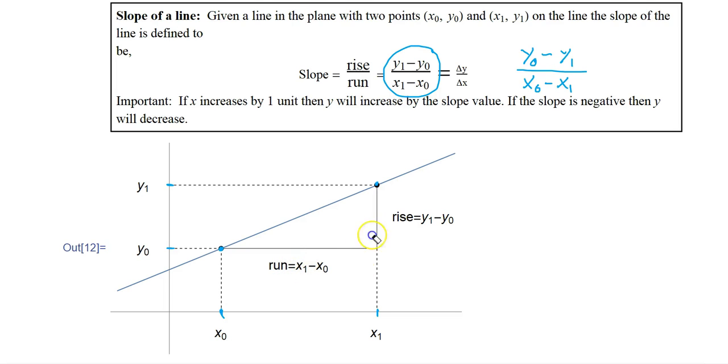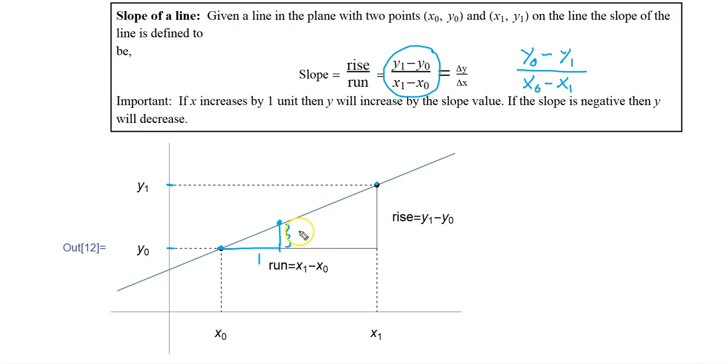Now this number, the rise over run, also note that if we are sitting at this point right here, and if x only increases by 1 unit, say that distance is 1, then the y value will increase by the slope value.